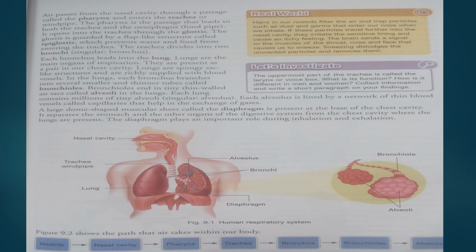Each lung contains millions of tiny alveoli. Each alveolus is linked by a network of thin blood vessels called capillaries that help in the exchange of gases. And about the mechanism of breathing, we will discuss this in our next video.